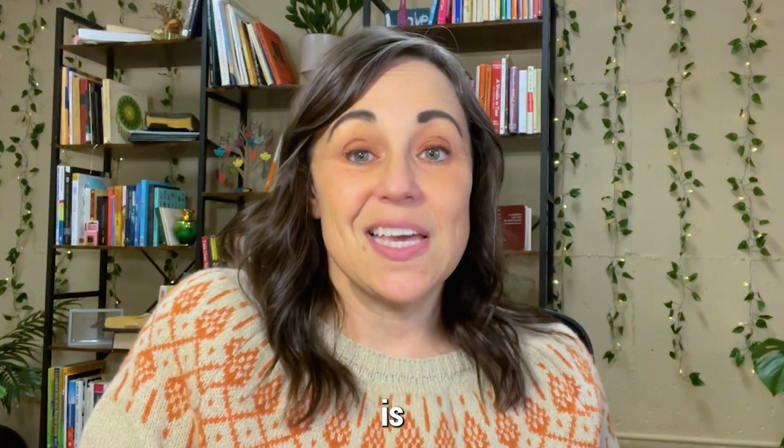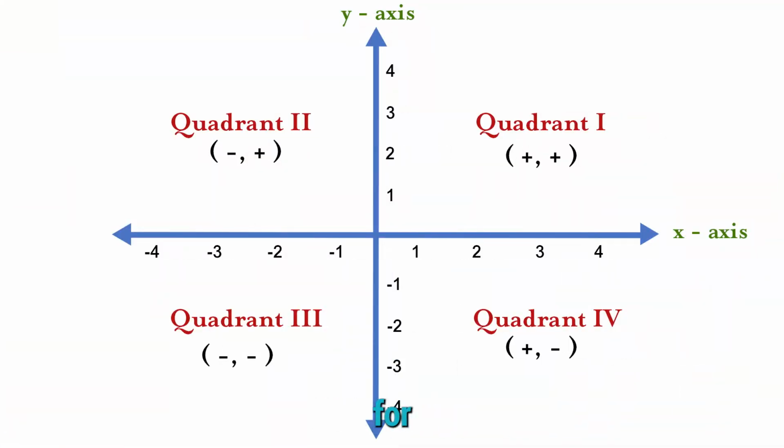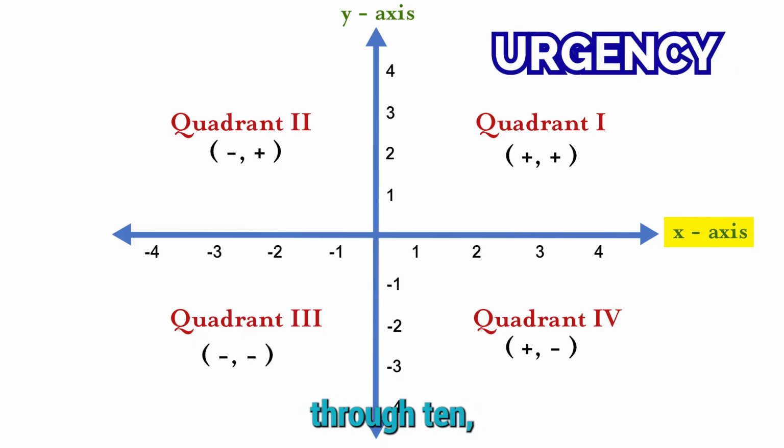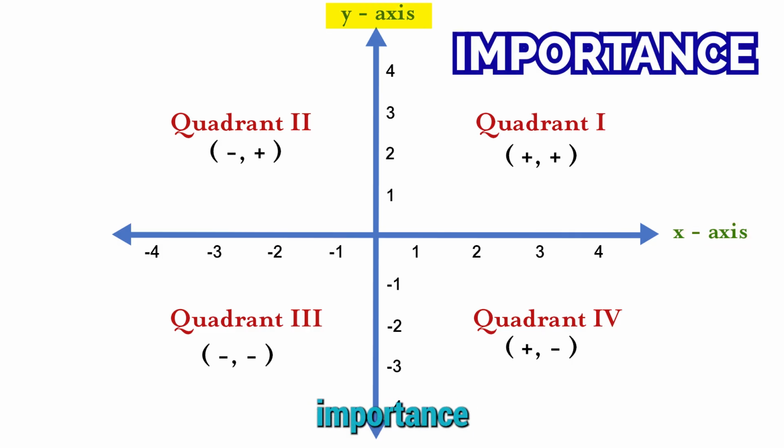So, what exactly is prioritization and the Eisenhower Matrix? The Eisenhower Matrix is a system for prioritization that consists of 4 quadrants. You can plot your priorities on the matrix by evaluating urgency and importance on a 1 through 10 scale. On the x-axis, you will find urgency from 1 through 10, not urgent, to very urgent. On the y-axis, you will find importance from 1 through 10, not important to very important.